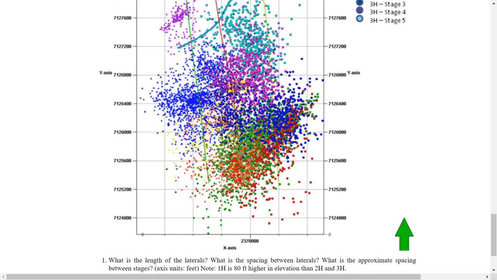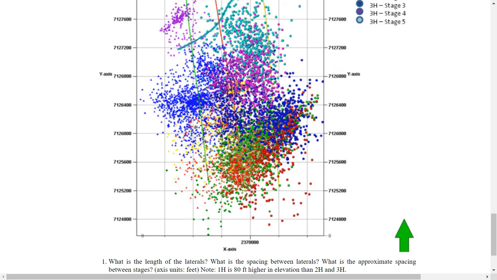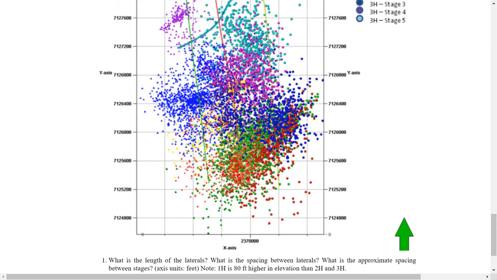All right, so probably, if it's a little bit better here towards the toe of the wellbore, you will see the cloud is more or less oriented in this direction, northeast, southwest. So if this is normal faulting, then that will tell you that the hydraulic fracture is around here. It's a plane in this direction.